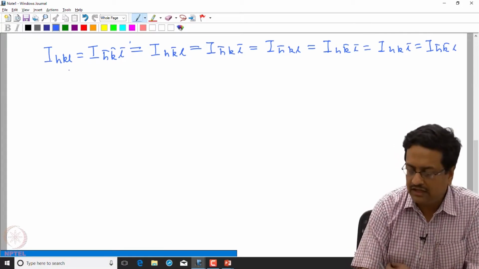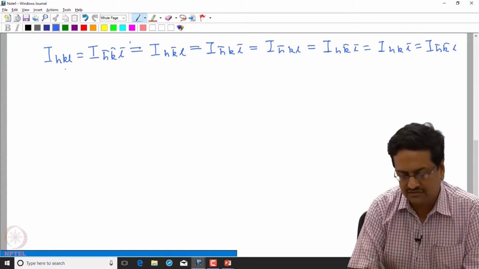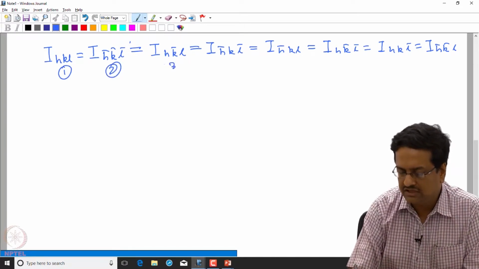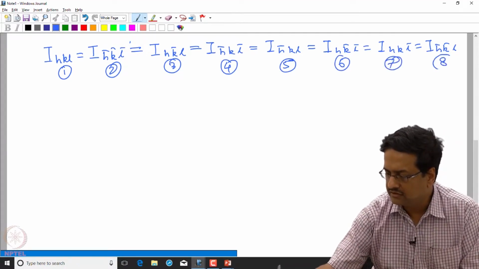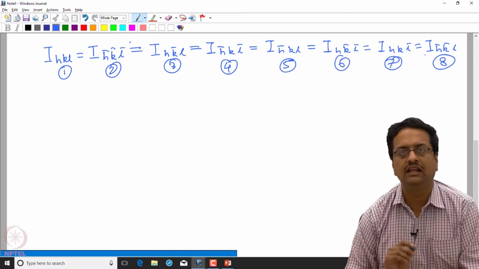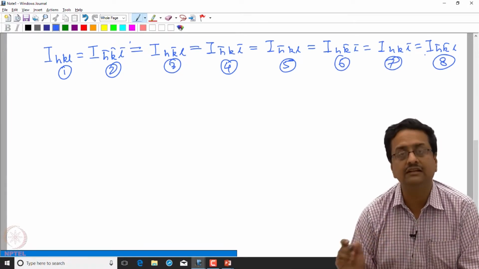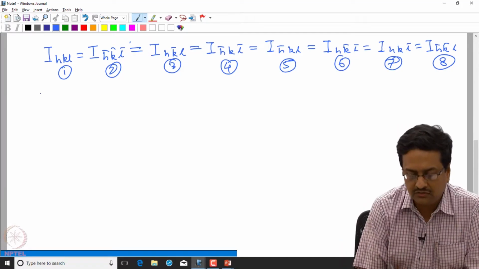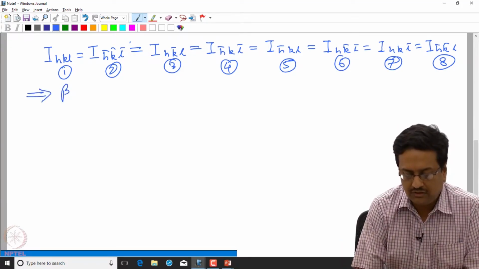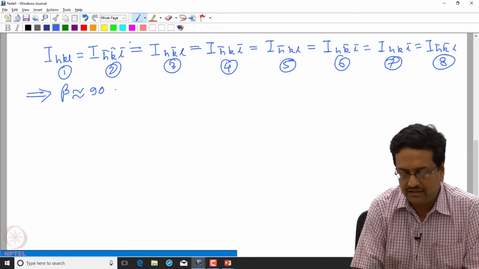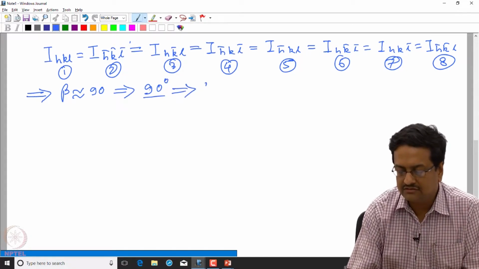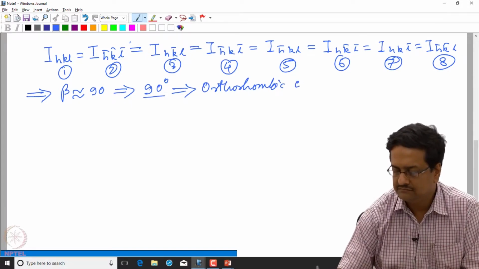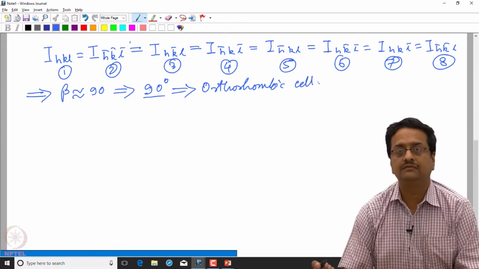So all these 8 groups of reflections, 1, 2, 3, 4, 5, 6, 7, 8, all these 8 groups of reflections will have the same relative intensity, and this will then conclude, okay, what beta we were seeing very close to 90 degree is actually 90 degree, hence we take it as orthorhombic cell, because this step is very important.